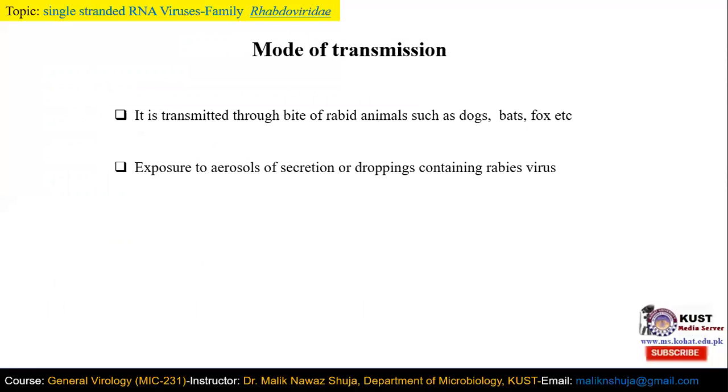How is the rabies virus transmitted from animal to human beings or from one animal to another animal? Basically, it is transmitted through the bite of rabid animals. It may include dogs, bats, fox, jackal, raccoons, and many other mammals. It can also be transmitted through exposure to aerosol of secretion or droppings containing the rabies virus. So the natural source is the saliva of the infected animals.